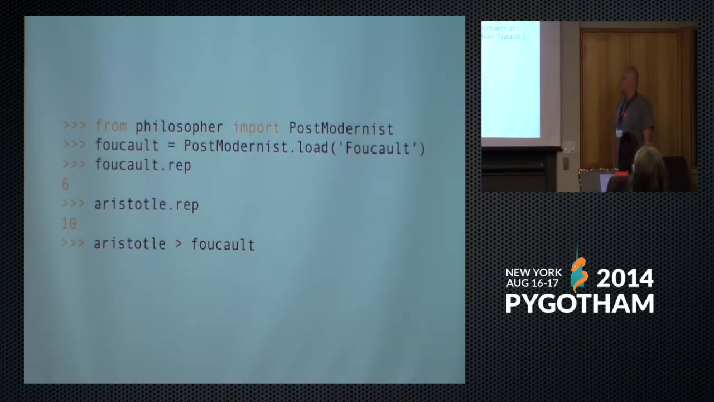So, Foucault's reputation is a 6, again, that's a fact. Aristotle's reputation is a 10. When we compare Aristotle to Foucault, we should get a truthy value because Aristotle's reputation is greater than Foucault's, and because Aristotle is on the left-hand side of the comparison, that's the side that should be preferred, because it would not return NotImplemented, since Foucault is also an instance of a philosopher. Oh, you all saw that coming, right?